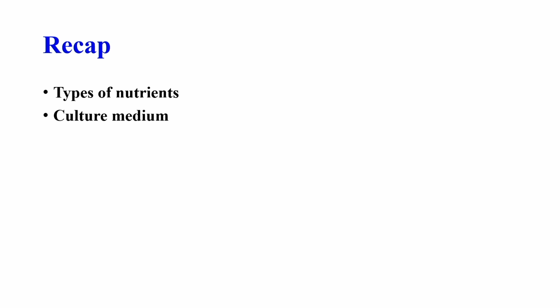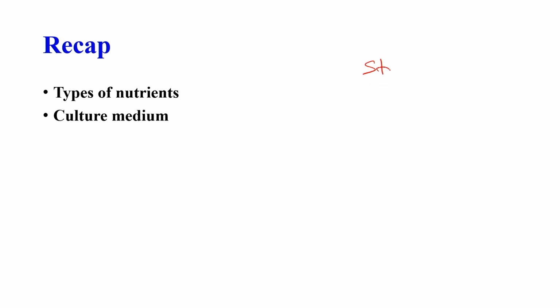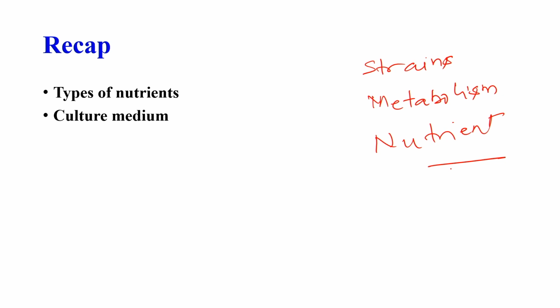So, hello everyone. We are going to discuss the last lecture of week 1, that is industrially important products. So far in this module we have discussed overall bioprocessing, then how to isolate a potential strain, then metabolism or metabolic pathways. Further, we discussed the nutrients which are required for their growth, maintenance and product formation.